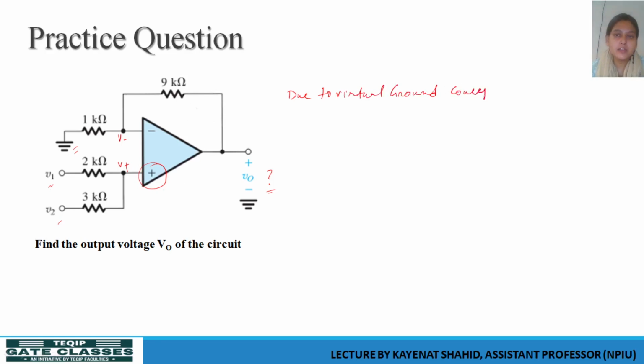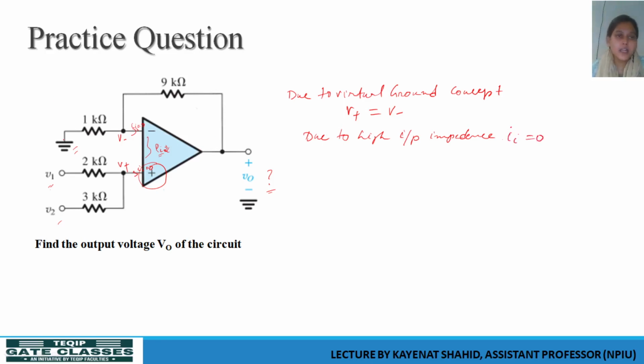and we will be using it whenever we are solving any circuit. Due to this concept, V plus is equal to V minus. Next, due to high input impedance, which is another golden rule of the operational amplifier, the input impedance is infinite, so there will be no flow of current into the operational amplifier. This input current I is equal to 0.